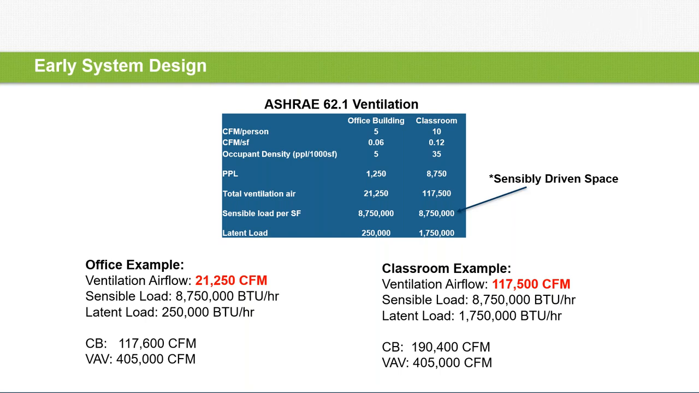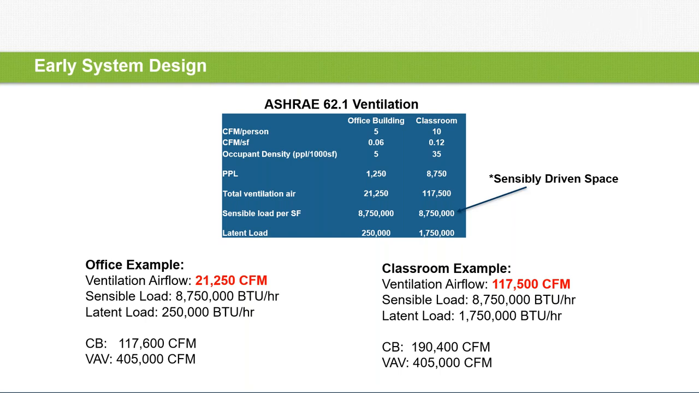So some spaces can be driven by sensible or latent load. Every now and then you'll see one driven by minimum ventilation, but it's actually very difficult to get to the minimum ventilation while still treating both your latent loads and your sensible loads. Often one of those two other variables is going to drive the airflow up above your ventilation. But you'll be much closer to your ventilation load than you would be with the DAP system. So it's still a good, efficient system, even though you're not at ventilation requirements. So that's one thing to keep in mind.